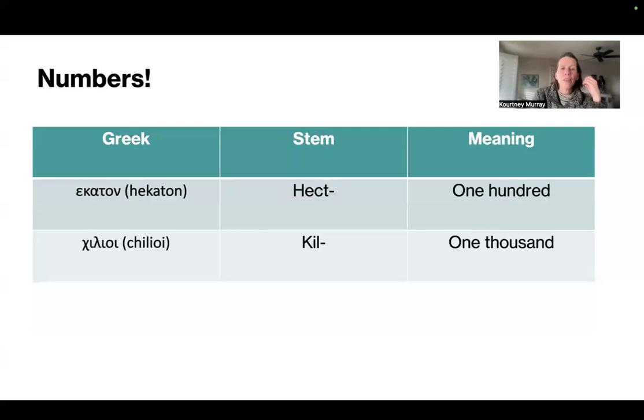And then I think we just have a couple more. Yeah. So the number 100. So just 100, not 101 would be hecaton at hen. So 100 is hecaton, and it gives us our stem, hect. And we're going to see it come up pretty soon.